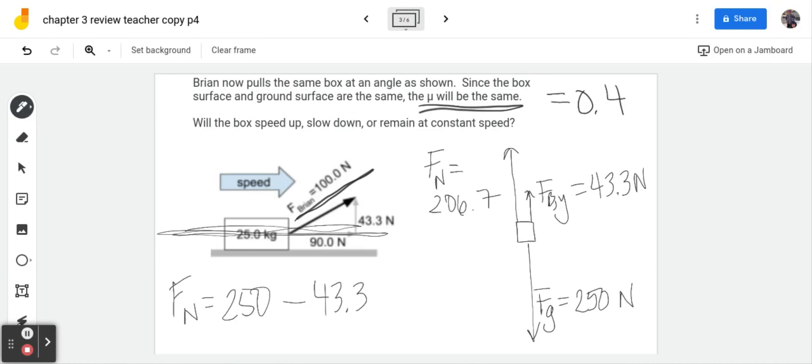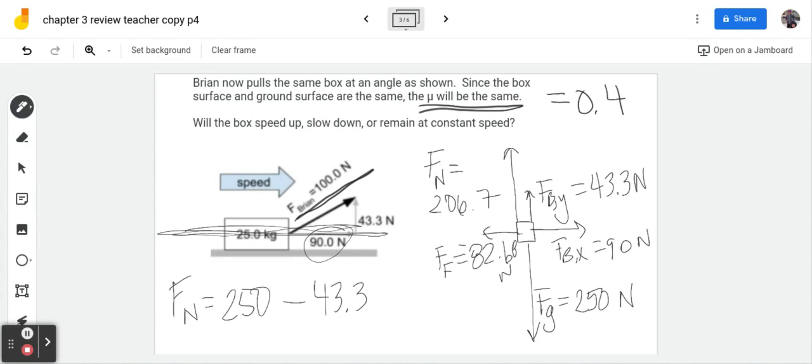So now I have enough information that I can calculate force of friction. I'm going to say that 206.7 times 0.4, and I'm going to get that force of friction is equal to 82.68. All right, and I broke my own rule. Usually I do force of gravity first and then the givens. I forgot to put the 90 in here. So now force of Brian in the x direction is 90. So let me clean this up a little bit. This should be smaller than it is.